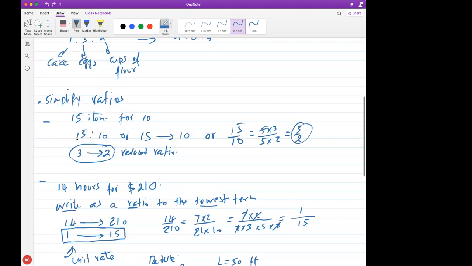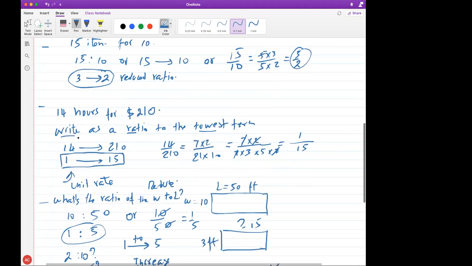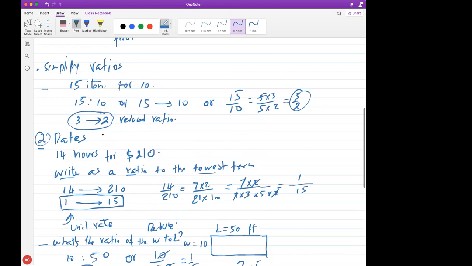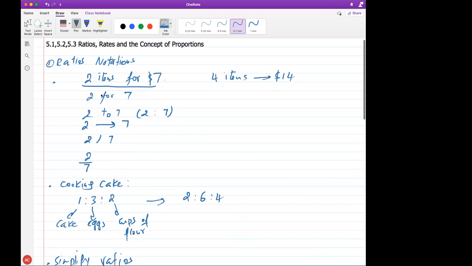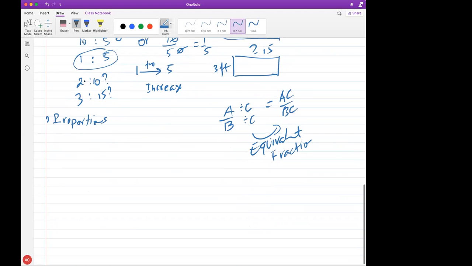Now let's talk about proportions. Okay, over here, basically we did the rates. The unit rate is basically when you find the cost or the rate of 1 hour or whatever. And the first one we did the ratios. Now, the ratios, rates, now we're going to talk about proportions. This would be number 3.